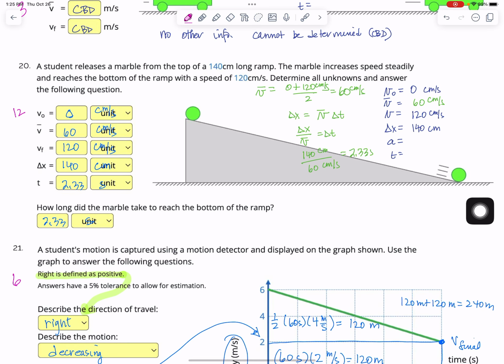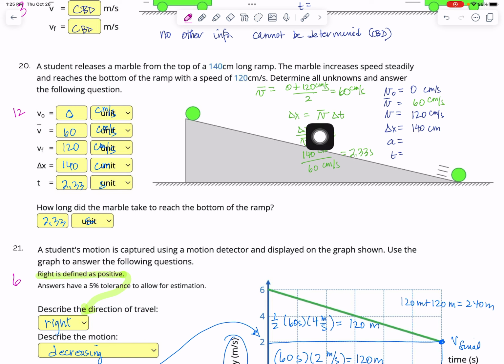Number 20. Okay, so for number 20, I'm going to do my usual procedure. I've got my list of variables. I'm going to substitute in what I know. I know initial velocity, final velocity, and the displacement. From these two, I can calculate my average velocity right here. So average velocity is add the two velocities and then divide it by 2 to get an average.